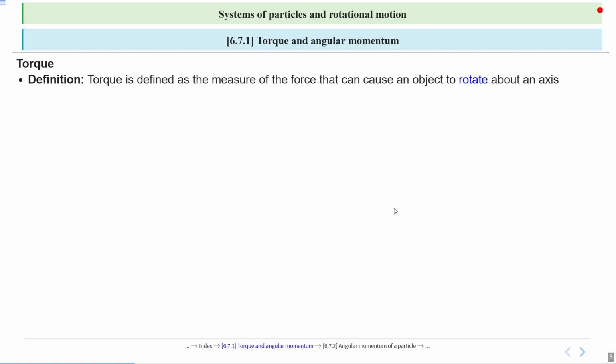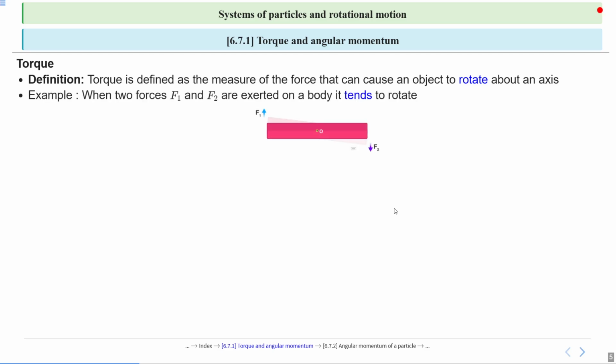torque. If we talk about the definition, torque is defined as the measure of the force that can cause an object to rotate about an axis. So suppose here we have an object and here two forces are present, F1 and F2. F1 acts at the hinges of this object, or we can say at the corners. In opposite directions, F1 acts in upward direction and F2 acts in downward direction.